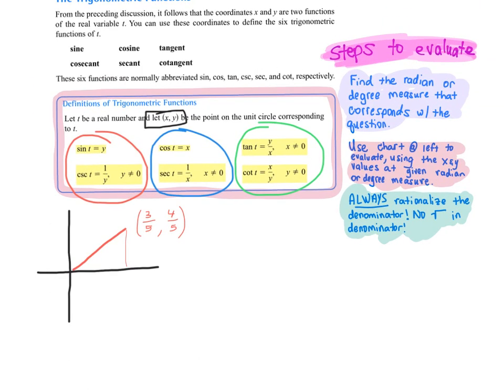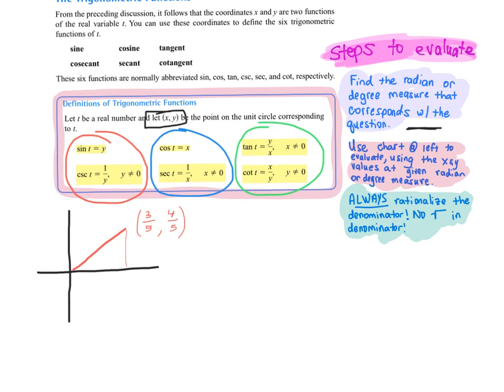In order to evaluate this, we're going to do a simple one in the first example, and then in the second one we're going to do a few more examples. The first thing you do is find the radian or degree measure that corresponds with the question. Then you use the chart at the left, sine, cosecant, cosine, secant, tangent, cotangent, to figure out what part of the ordered pair you're using or how you're using it. And then you're always going to rationalize the denominator, meaning that there are no radicals left in the denominator.